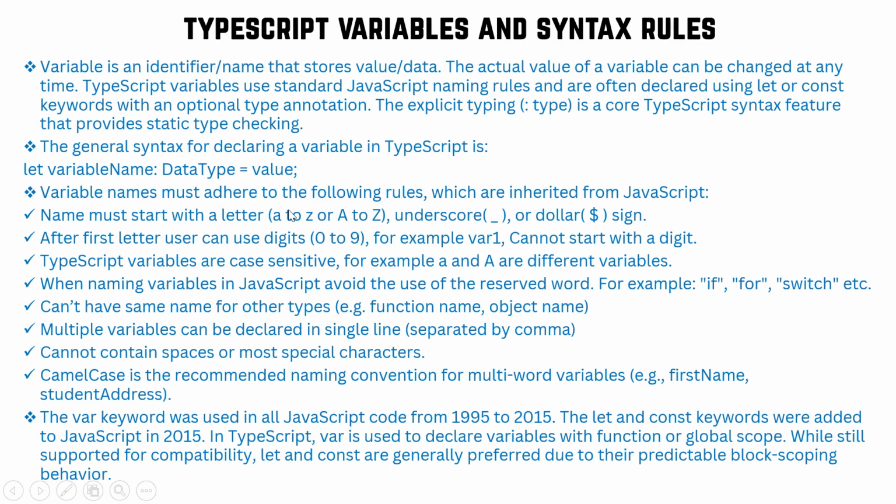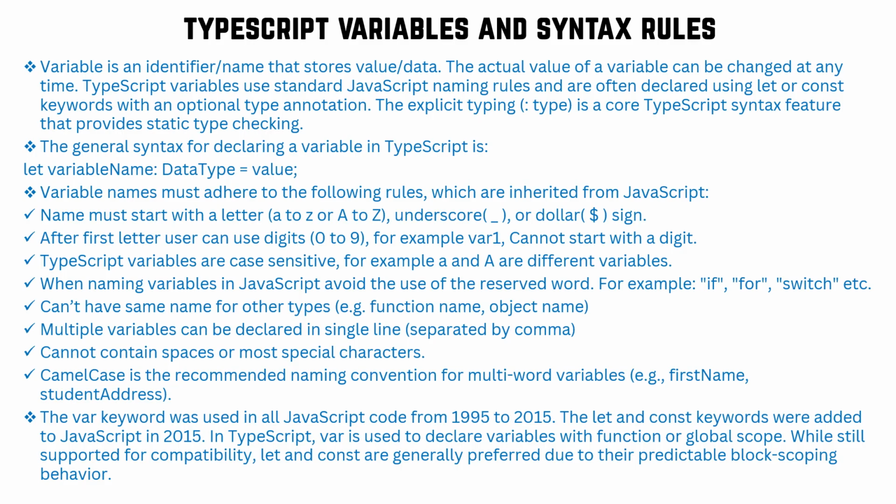The variable name must adhere to a couple of syntax rules, which are primarily inherited from JavaScript. Except for the data type, all the variable rules are the same between JavaScript and TypeScript. A variable name should start with a letter, either uppercase or lowercase, and we can use underscore or dollar sign, and numerics also, but after the letter only. It cannot start with a digit first. TypeScript variables are case sensitive. If you create a variable called var1 in lowercase, and you use var1 in capital case, it is not the same, it is different.